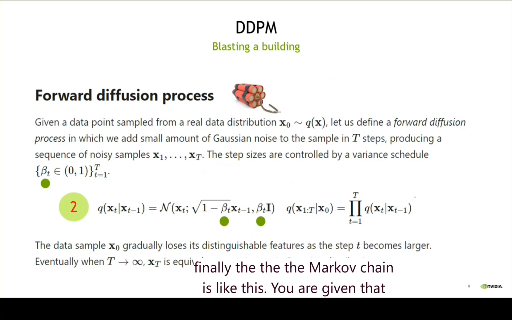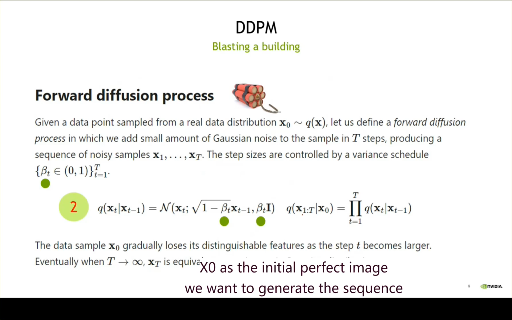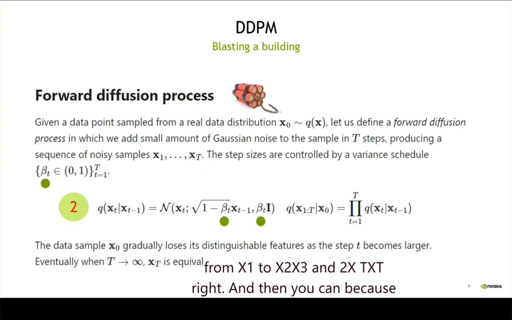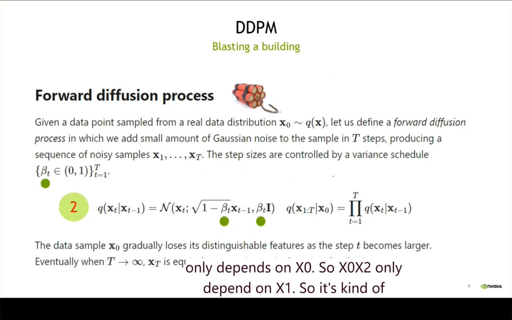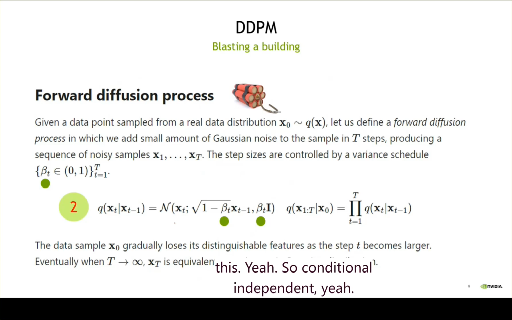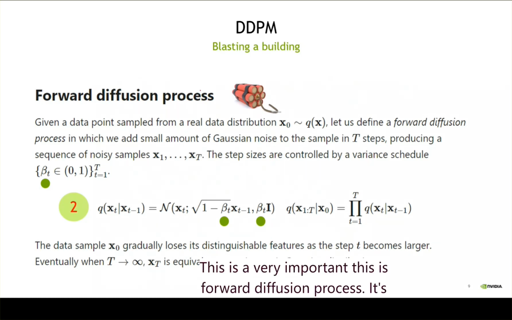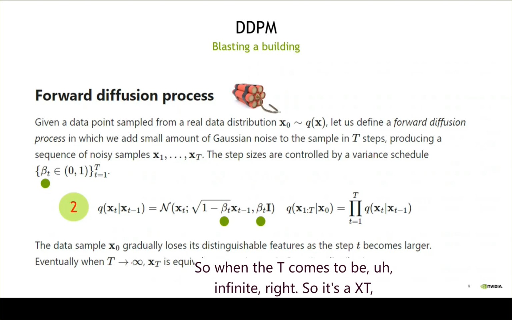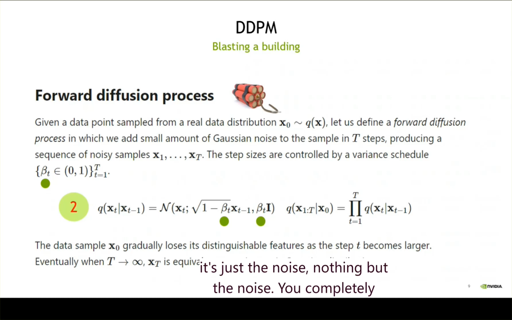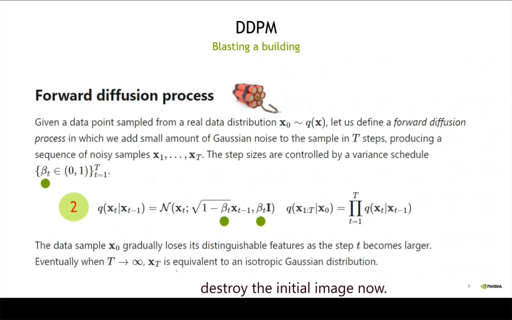And finally, the Markov chain is like this. You are given an x0 as the initial perfect image. We want to generate a sequence from x1 to x2, x3, until xt, right? Because of the Markov assumption, xt only depends on xt minus 1. So x1 only depends on x0, and x2 only depends on x1. So it's conditionally independent. This is very important. This is the forward diffusion process. It's a joint distribution here. So when t goes to infinity, xt is just noise, nothing but noise. You completely destroy the initial image.